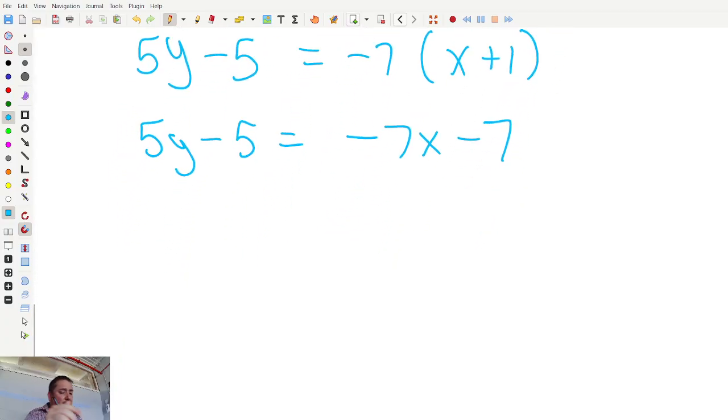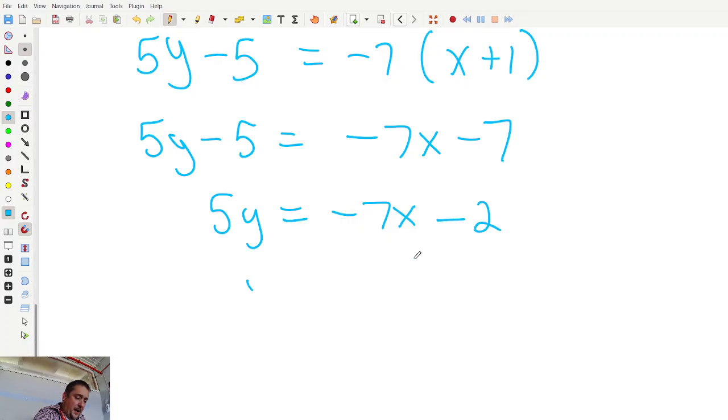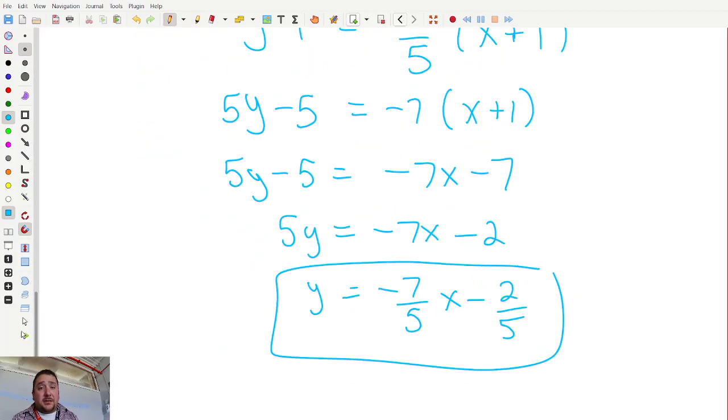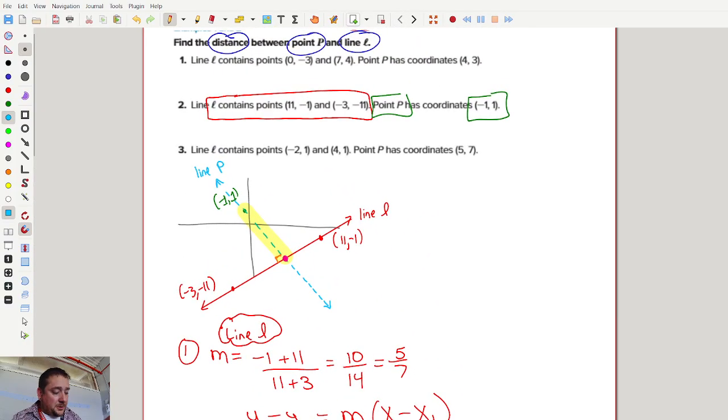And adding 5 to both sides, and dividing by 5 on both sides, gives me this equation. This is the perpendicular line's equation. Going back to the picture.